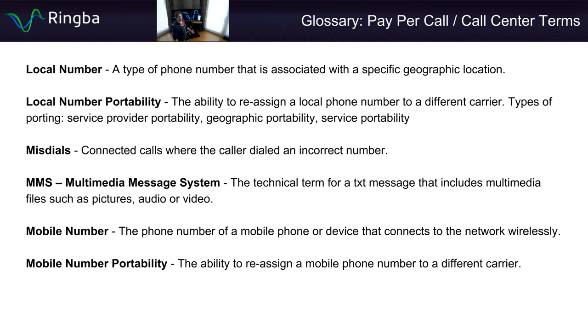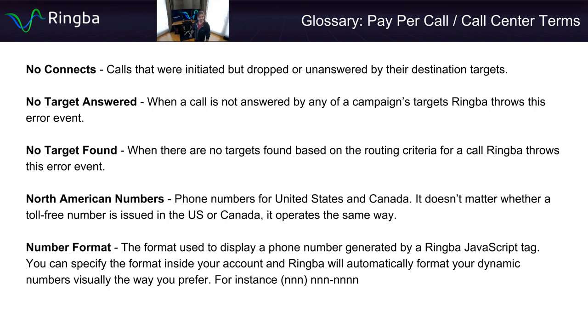MMS is a multimedia message system. It's the technical term for a text message that includes multimedia files, such as pictures, audio, and video. A mobile number is the phone number of a mobile phone or device that connects to networks wirelessly. And so your cell phone number is a mobile number. Mobile number portability is the ability to reassign a mobile number to a different carrier. So if you switch your phone from Verizon to AT&T, you can keep your number and you're going to port it from one carrier to another, just like a local number.